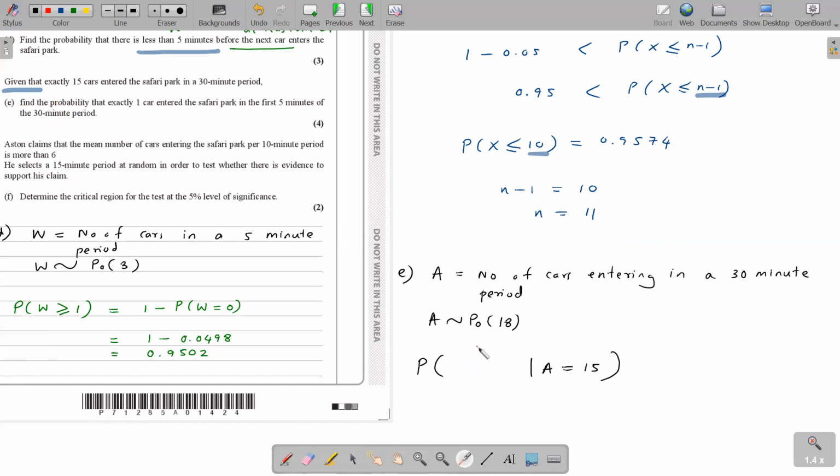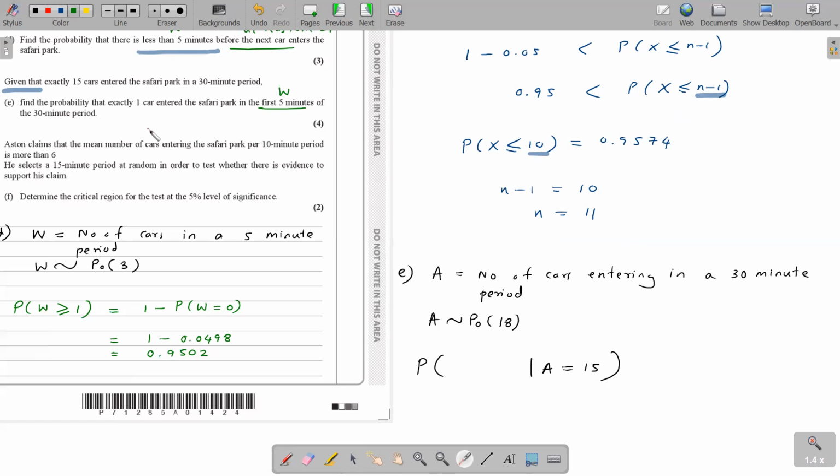Find the probability that exactly one car entered the safari park in the first 5 minutes. Okay, first 5 minutes means a 5-minute interval. Do you remember what variable we used for the 5-minute interval? We used W, right? So find the probability that exactly one car entered in the first 5 minutes of the 30-minute period. Okay, how do we do this one?